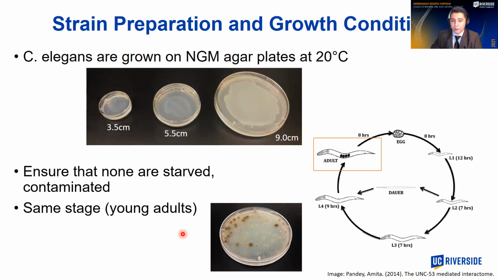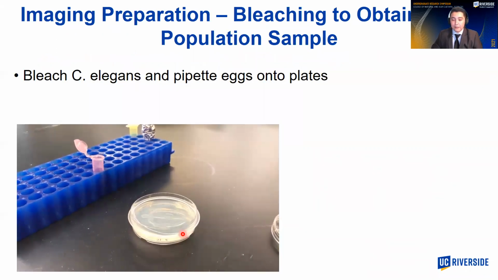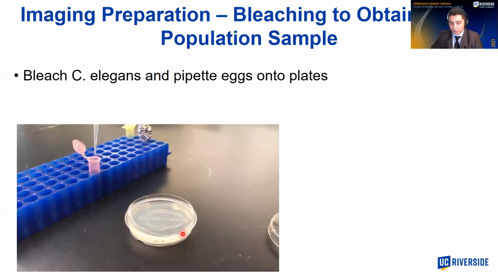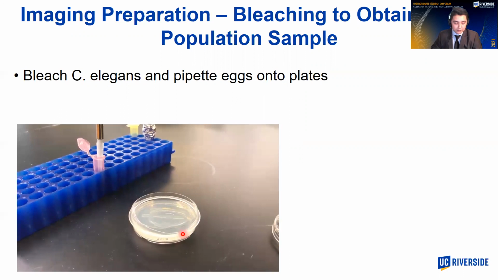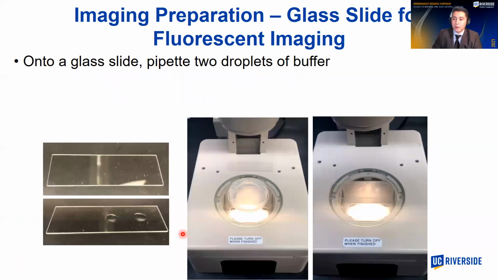For the imaging preparation, I initially bleach a population of C. elegans, so that we can get a synchronized growth of embryos, giving us a large population of young adults to image. We image approximately 3 days after the nematodes grow from the embryonic stage to young adults. What we then do is prepare a glass slide where we pipette droplets of buffer.